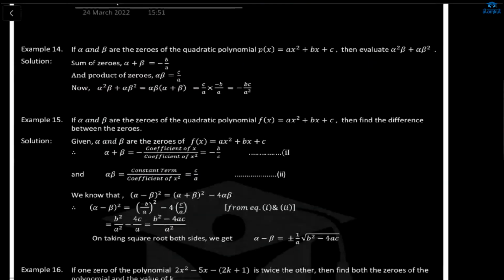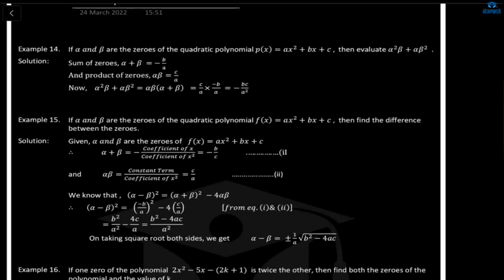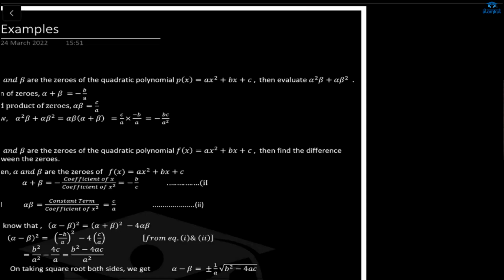Now the screen is visible. So let's see. Yeah, Shazan, you were asking a question. So we'll just discuss the question Shazan has asked.